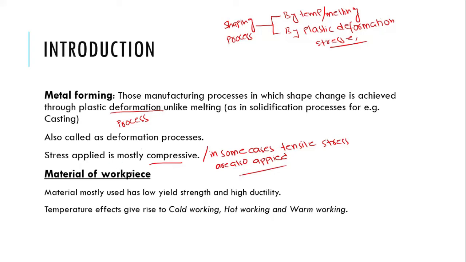So what kind of materials are subjected to metal forming or the deformation process? They are mostly highly ductile materials and having lower yield strength. Highly ductile so that they don't fracture during the deformation. If the material is brittle, as you know, it will not undergo plastic deformation, rather it will fracture. And lower yield strength so that it is easy for us to change the shape. This is the first thing.